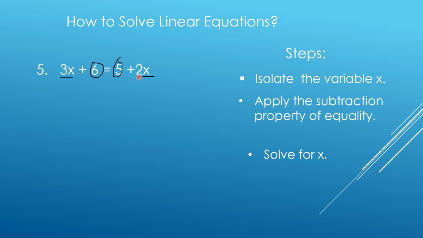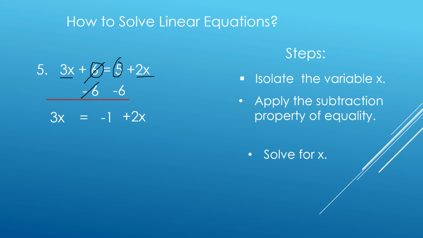Now, first, always addition or subtraction. So here we need to get rid of 6 first. It means we need to subtract 6 on both sides of the equation. So what we have now here is 3x. So this is 0 is equal to, here 5 minus 6, that is negative 1. And then we're just going to copy 2x.